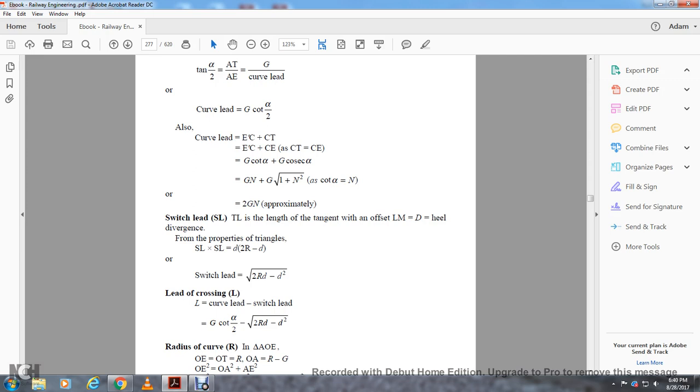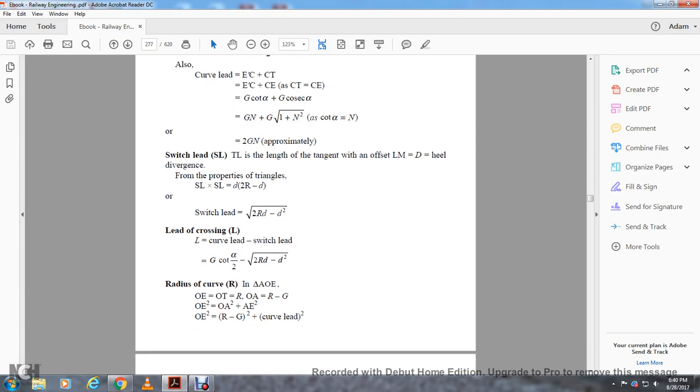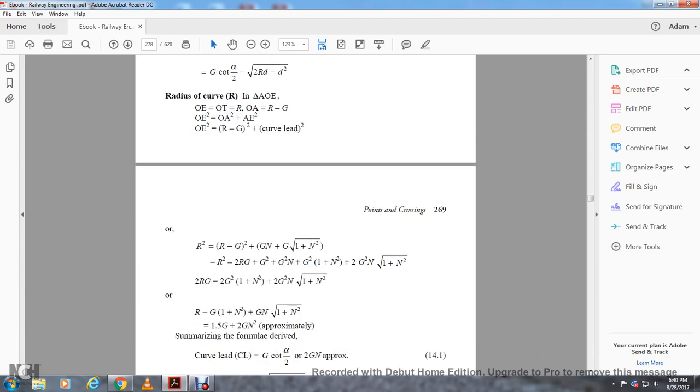Lead of the crossing L is equal to the curve lead minus the switch lead, which is equal to gauge times cotangent A divided by 2 minus the square root of 2RD minus D squared. The radius of the curve: in triangle AOE, OE is equal to OT equal to R, OA is equal to R minus G, and OE squared is equal to OA squared plus AE squared. OE is equal to the square root of (R minus G) squared plus curve lead squared.